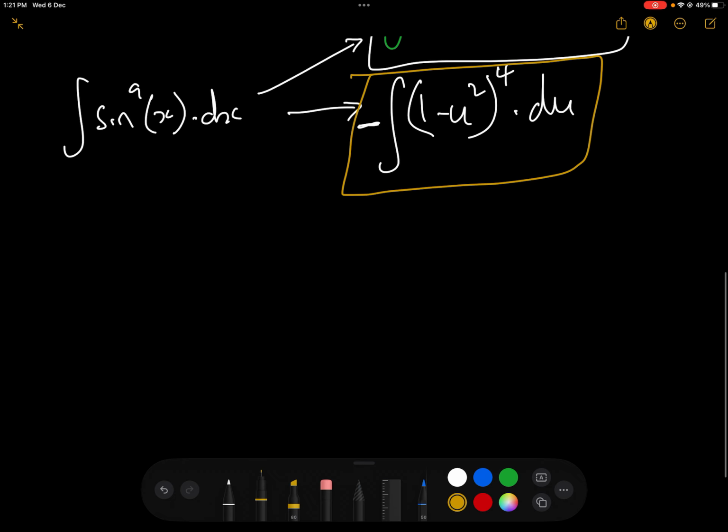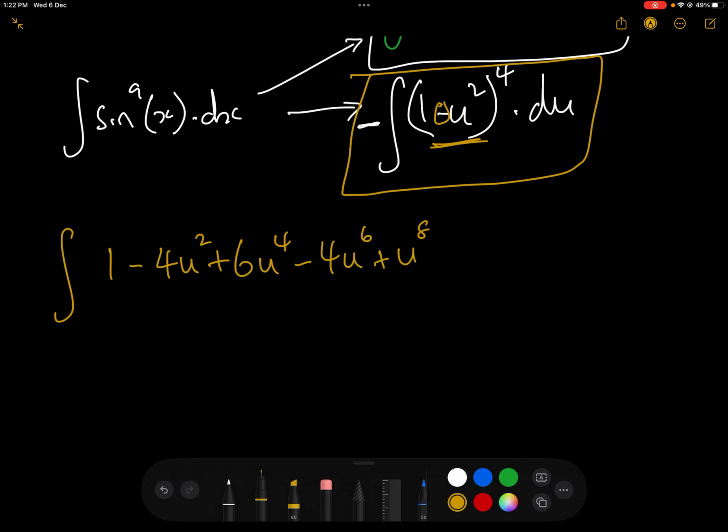Now all we need to do is expand 1 minus u squared to the 4. It's just a polynomial expansion, so that will be 1 minus 4u squared, add, because the sign just oscillates between minus and plus, 6u to the 4, minus 4u to the 6, add u to the 8, du. All we've done there is use Pascal's triangle, 1, 4, 6, 4 and 1, and then all we've got to do is integrate them.